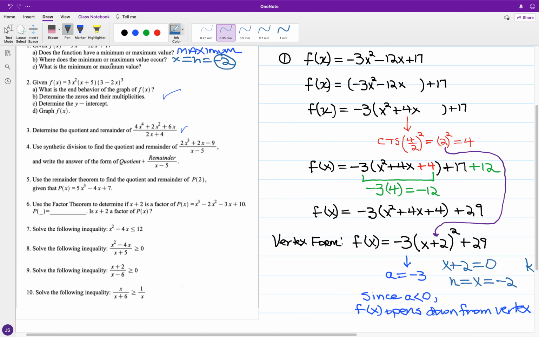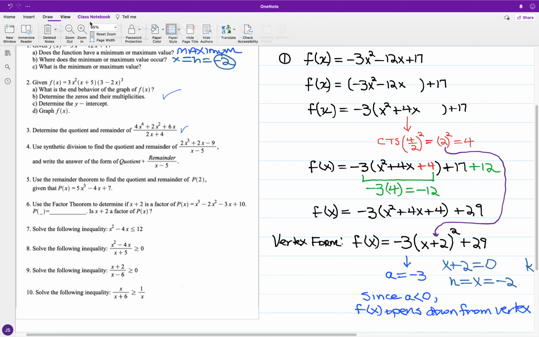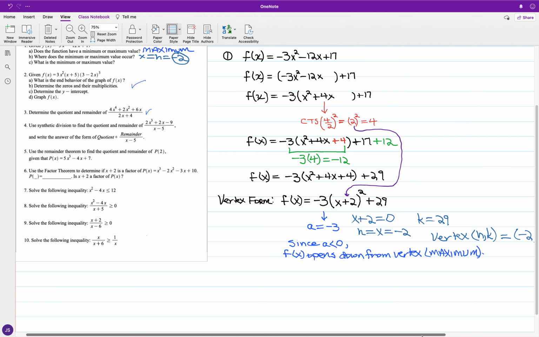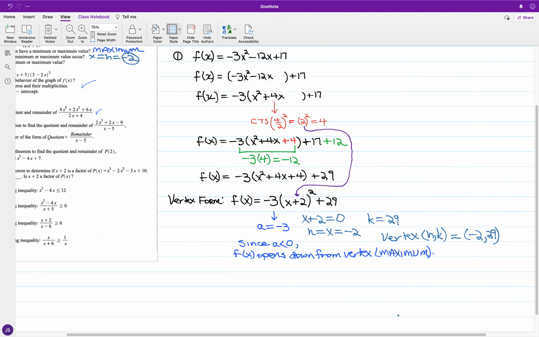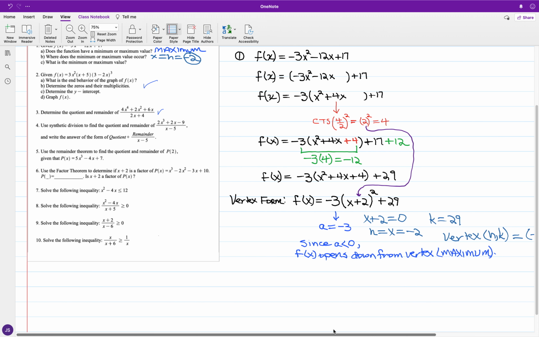And for the minimum or the maximum value, again, that is going to be the k value. So again, we have the vertex at negative 2, 29. So the maximum value is going to be at 29. In this case, we have y is equal to k is equal to 29.